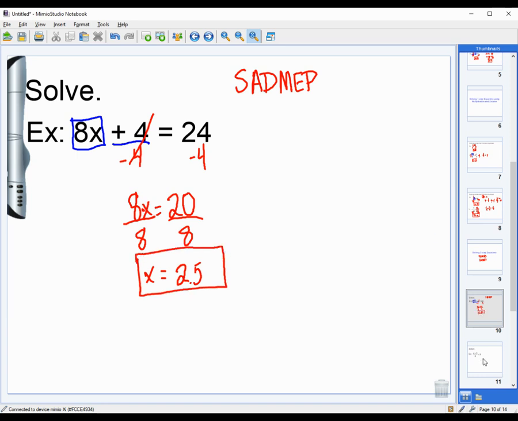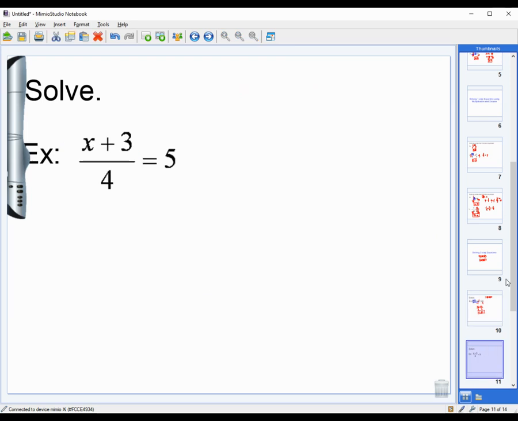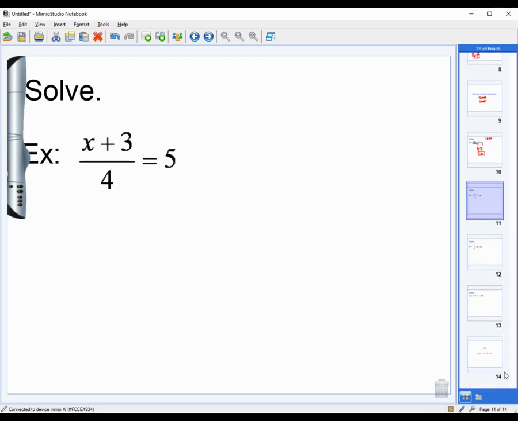Okay, so there's your first example of a two-step equation. Let's look at 11. I have a few more left after this. Now, this one I don't want you to do quite yet because this one is a little tricky. Let's go ahead and locate this x.